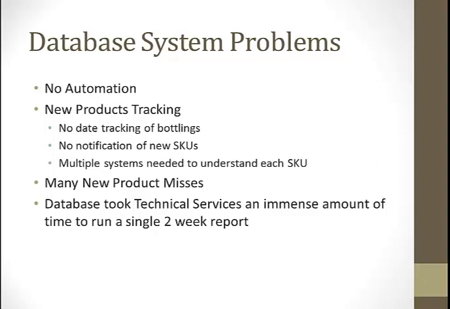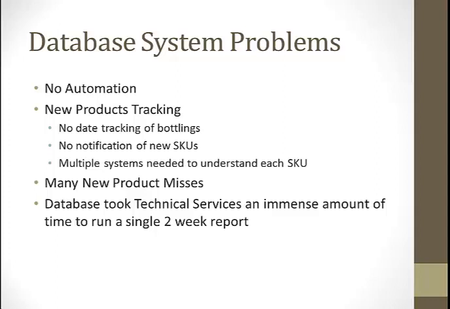Lastly, with the new products tracking, there are multiple systems that I need to use in order to track a SKU as it goes through its lifespan. 2 different systems tell you very important information about each SKU. One system tells you the bottling date, while another system tells you what project goes with that SKU. Because there was so much manualization, many of the new products were missed. I was not able to keep up with all of the different new products that were hitting the bottling line.